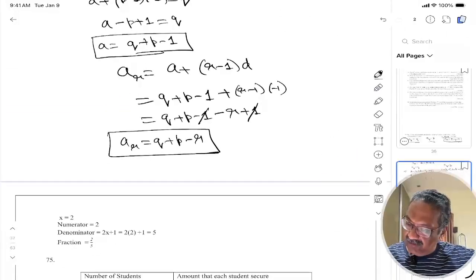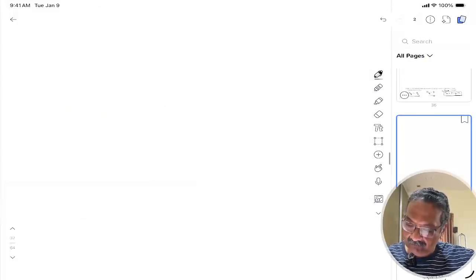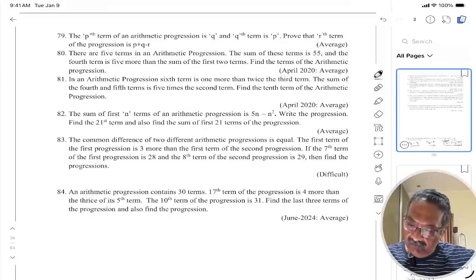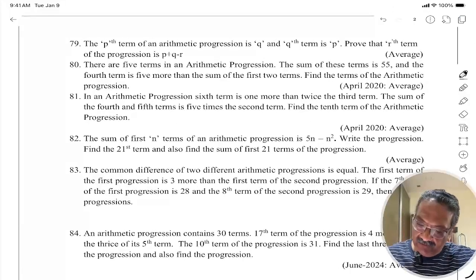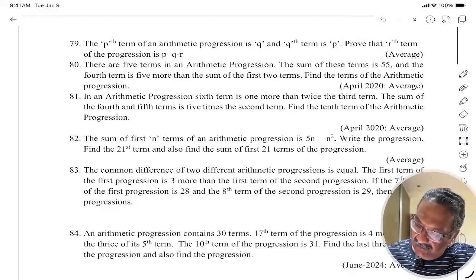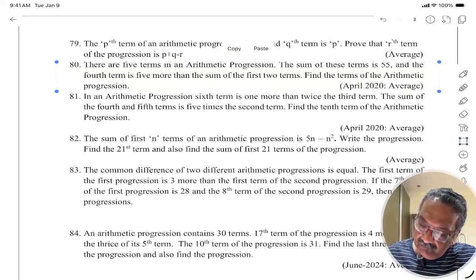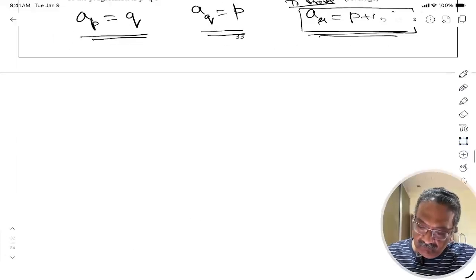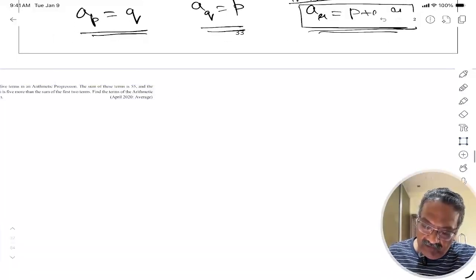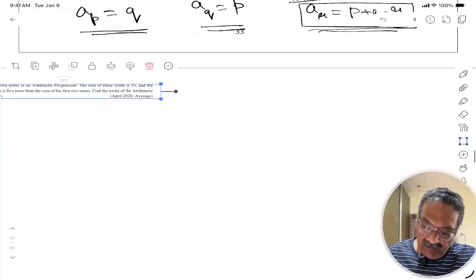What is the next question number? We have got the 80th question. Okay, let me take this out to the next page. What does the 80th question say?